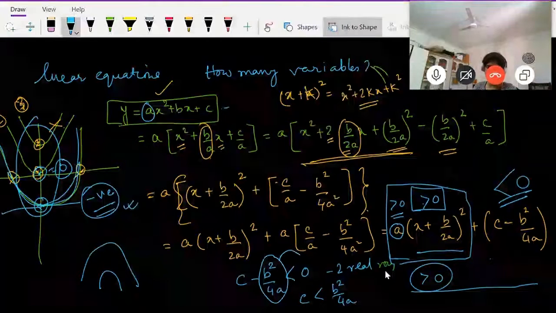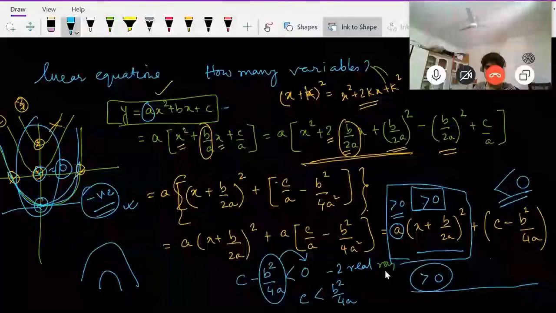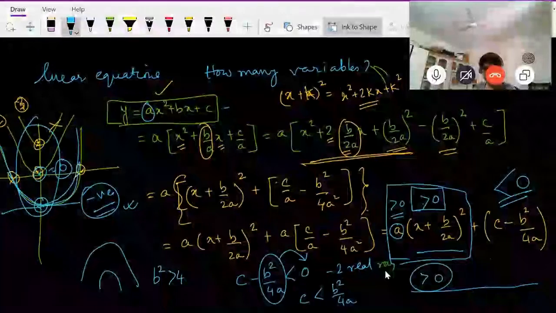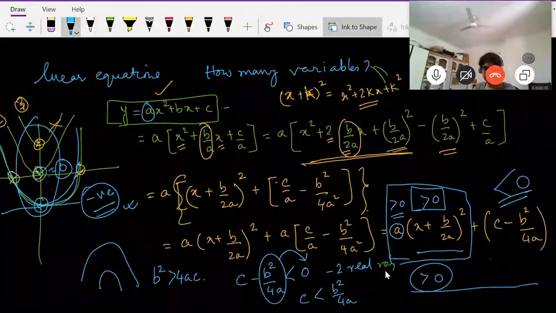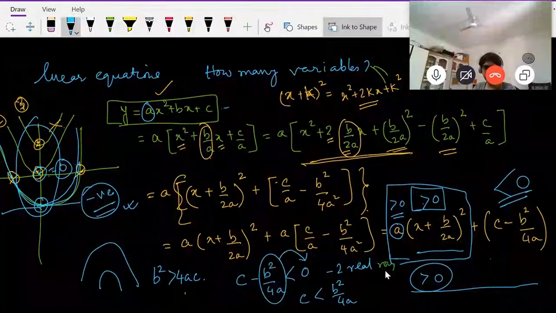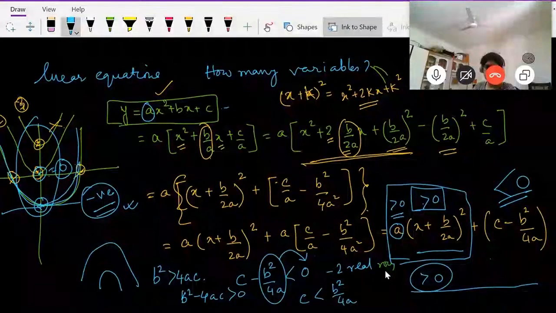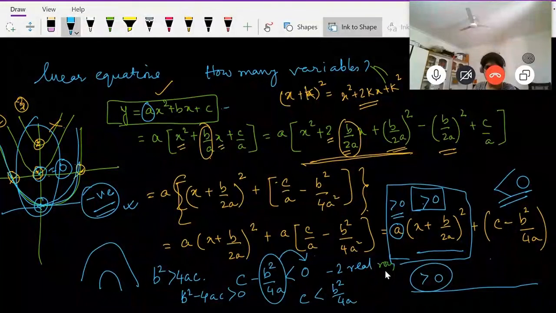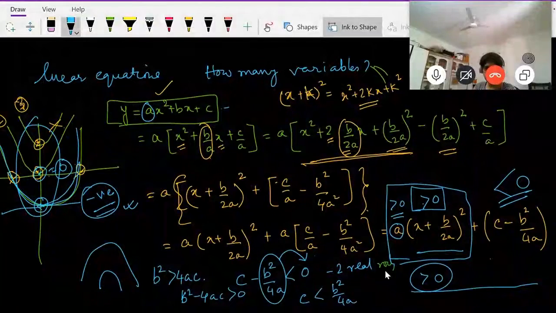I just bring this term on the other side. C is less than b square by 4a. So that means b square is greater than 4ac, or b square minus 4ac is greater than 0. You might have gone through this as the determinant of the quadratic equation, which has to be greater than 0 for the roots to be real. But this is the logic.